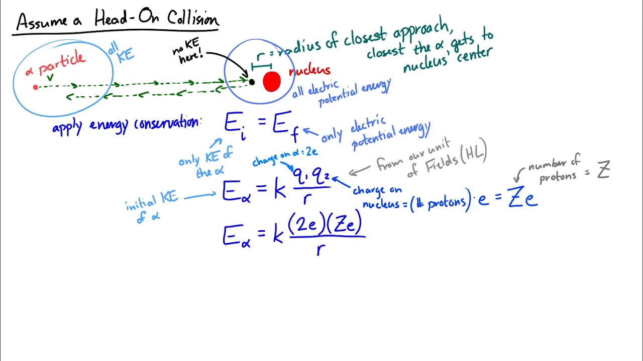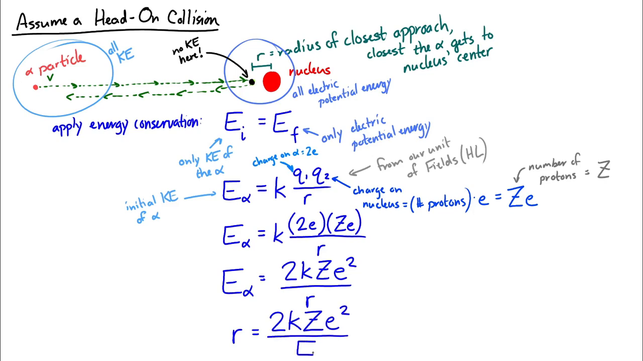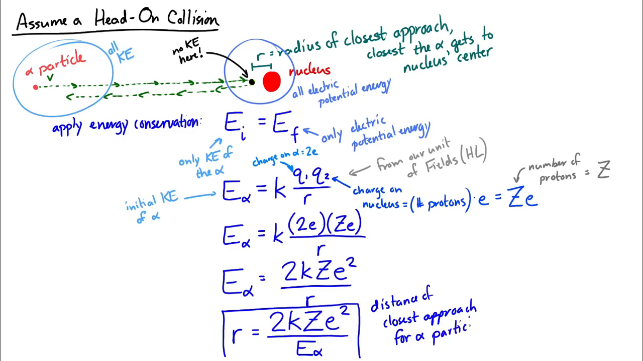The energy of the alpha particle initially is equal to 2kZe squared over r. And if I solve for r, the distance of closest approach, I get this expression: 2kZe squared over the energy of the alpha particle. So now we have an expression for the closest that an alpha particle can get to a nucleus, based on the charge on the nucleus, the charge on the alpha particle, and the initial energy of the alpha particle.